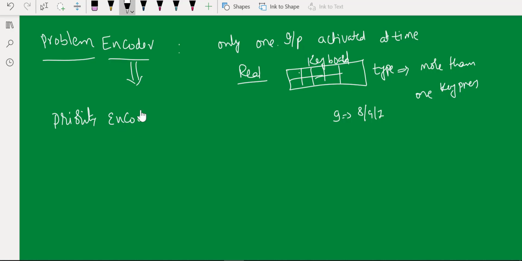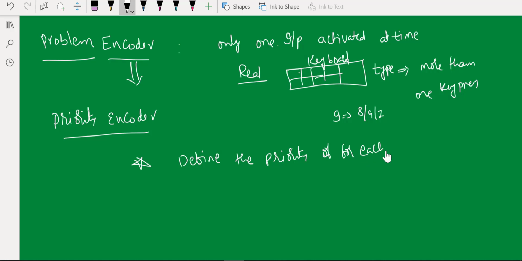So in priority encoder, we are going to do a simple modification. We are going to define the priority for each input. That means you are going to define which input has higher priority and which input has lower priority. In most cases, the large magnitude input will have higher priority compared to the lower magnitudes.